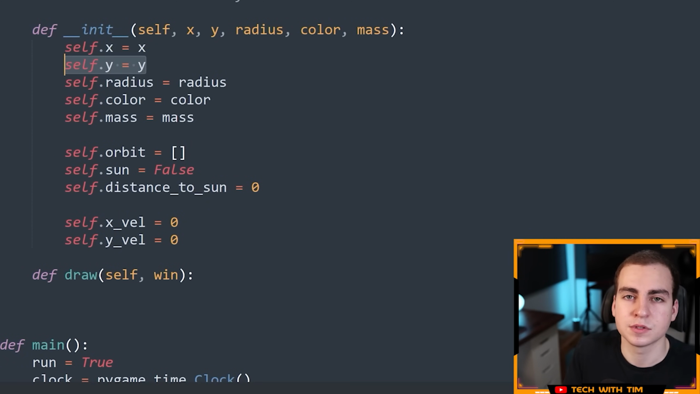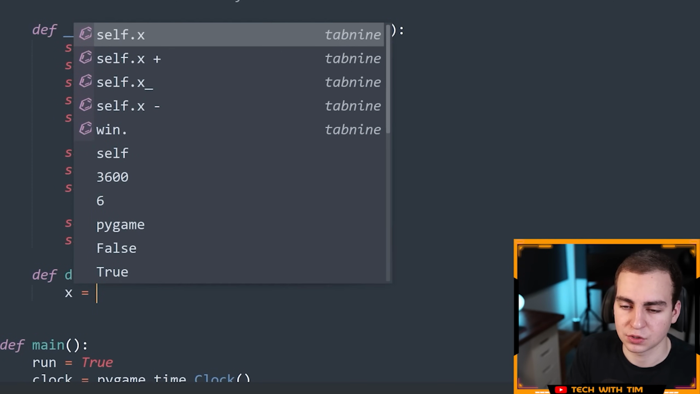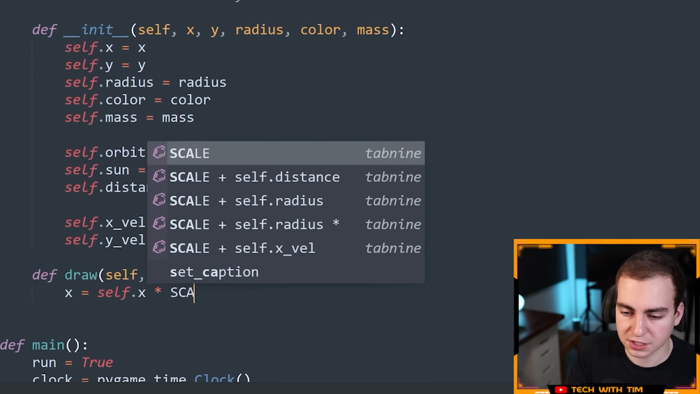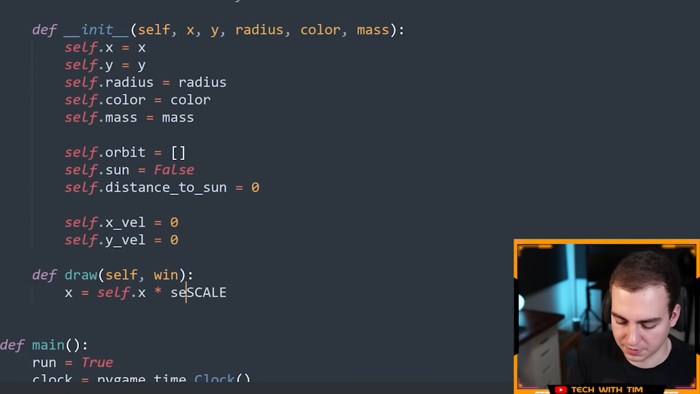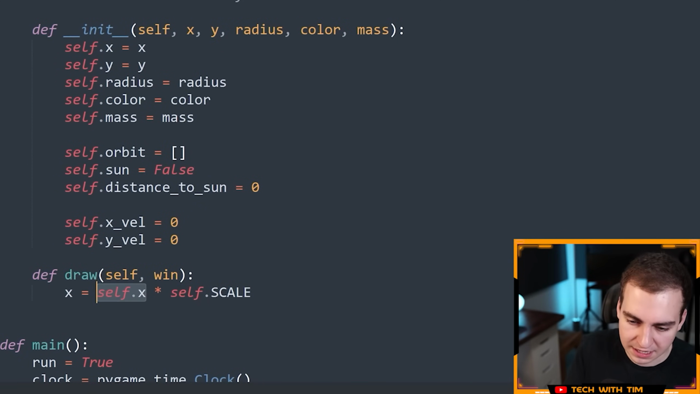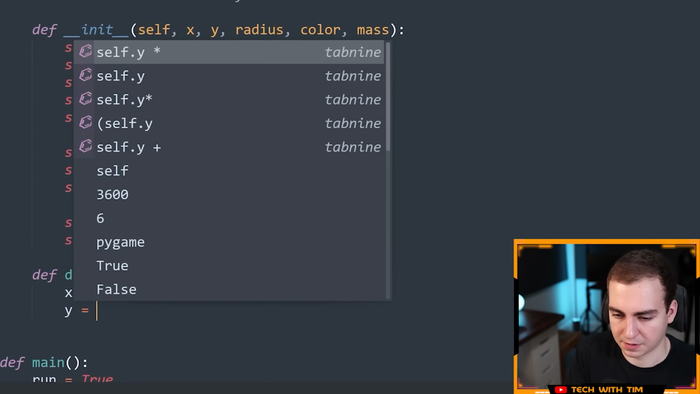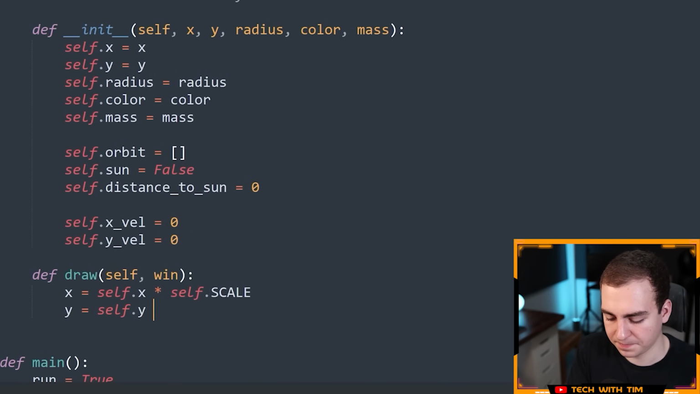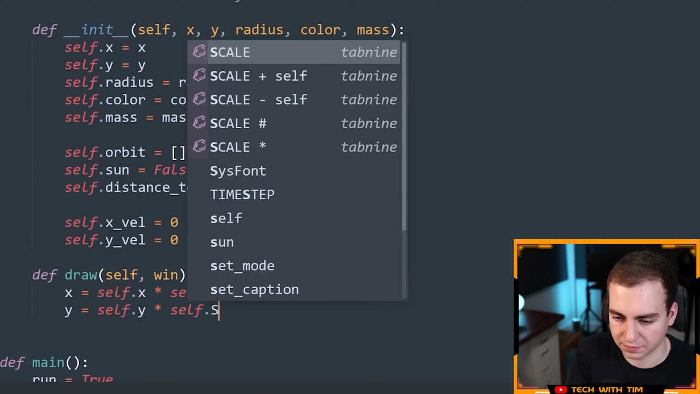So I need to take those values and then draw them to scale, right? Because again, I can't draw something a million kilometers or million meters away. I need to draw it in an accurate scale in Pygame. So this is where the scale is going to come in. I'm going to say that my x is equal to self.x multiplied by self.scale, and self.scale is going to be a really, really tiny number that will now take this number and bring it to scale. And then y is equal to self.y multiplied by self.scale.